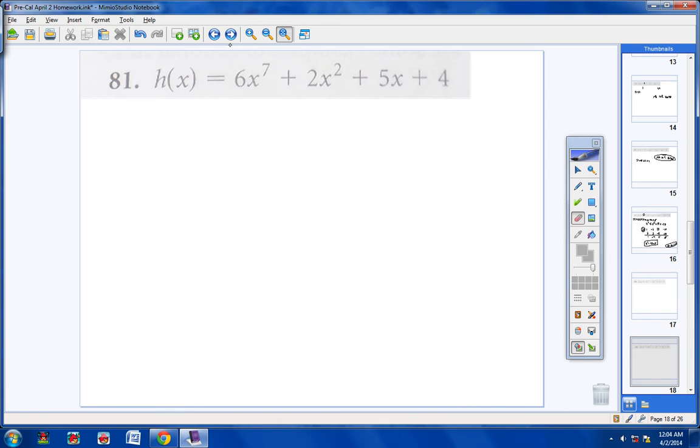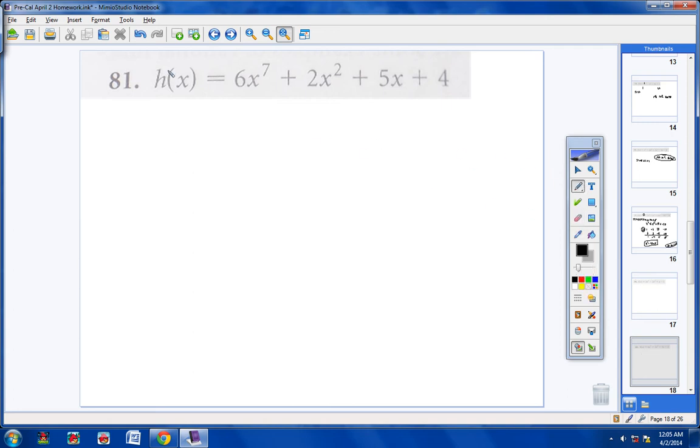All right, number 81. First of all, we look for sign changes in the original problem. We have positive, positive, positive, positive. There's no sign changes, so we know our positive zeros, there are none. Okay? Positive zeros, there are none.